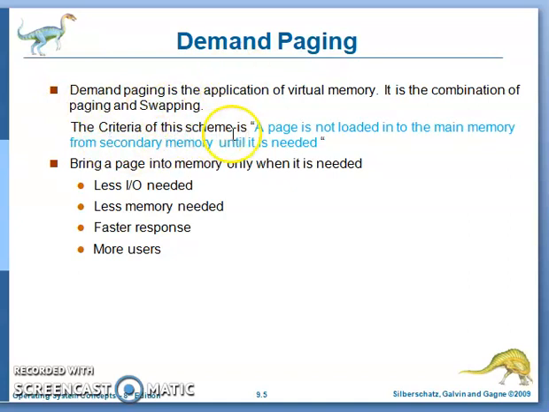The criterion of this scheme is that a page is not loaded into the main memory from secondary memory until it is needed. So whenever you need it, only then it is loaded from the secondary storage device to the primary, that is, the main memory. So it brings a page into memory only when it is needed. For that, less I/O is needed, less memory is needed, response is faster, and more users can use it. These are the benefits of demand paging.